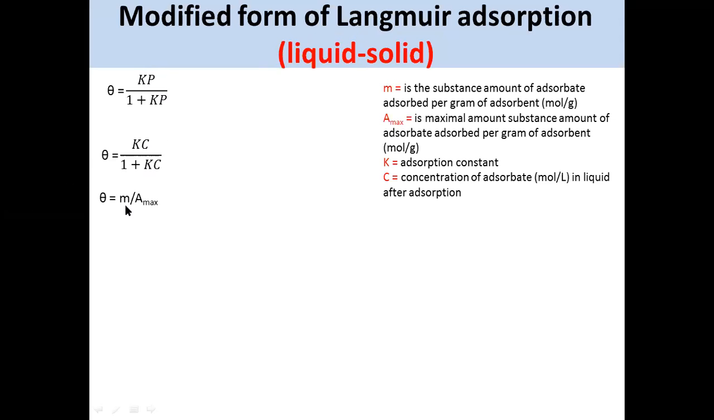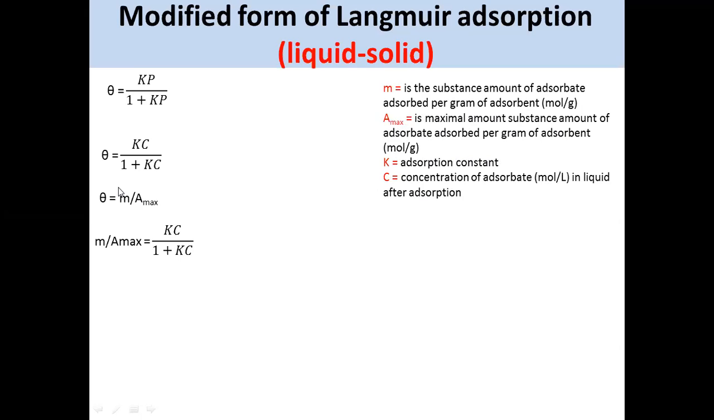And here theta is, as already explained, the fraction between these two. M is the substantial amount of adsorbate adsorbed per gram of the adsorbent. And A max is the maximum amount of the same substance, the adsorbate. K is the adsorption constant, or we call it the equilibrium constant, and C is the concentration of the adsorbate.